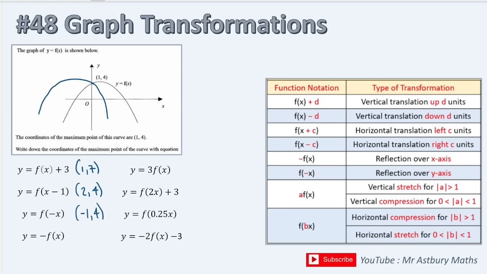Minus f of x, sorry, is a reflection in the x-axis, so the graph is going to look like this. And in this case, the x-coordinate is going to stay in the same position, but the y-coordinate is going to turn negative. So that's 1, minus 4. Y is equal to 3 f of x is a stretch in the y-axis like that, which means the y-coordinate is going to get multiplied by 3. The x is going to stay where it is, so it's 1, 12.